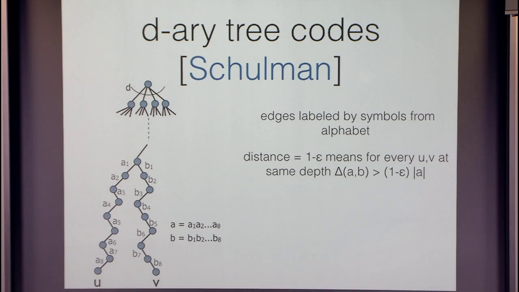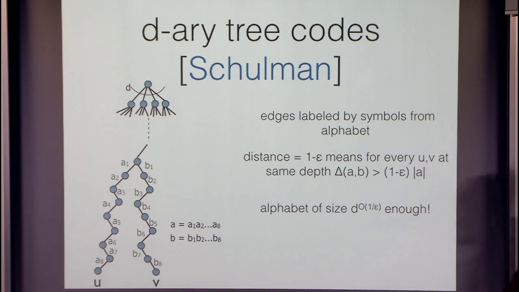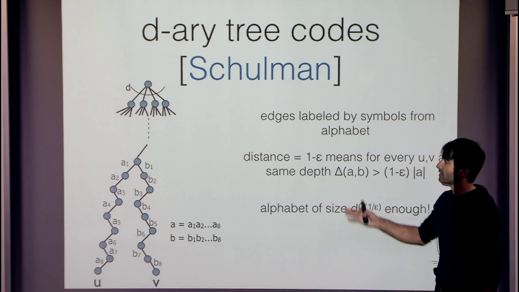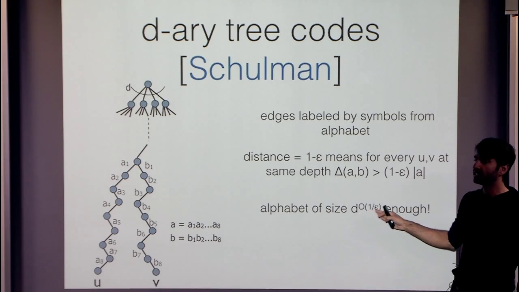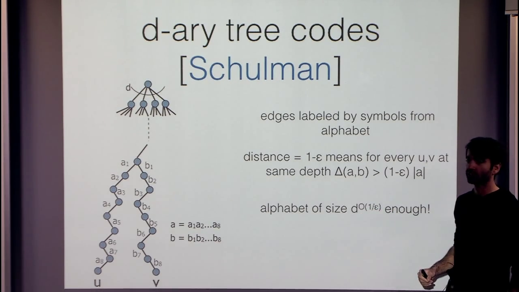But the interesting thing is that you can actually do this labeling with a really small sized alphabet. So what Schulman shows is that you only need an alphabet of size that's d to the power something that depends on epsilon to achieve such a labeling. So the crucial thing here is the size of this alphabet does not depend on the number of vertices in the tree. It only depends on d and epsilon.